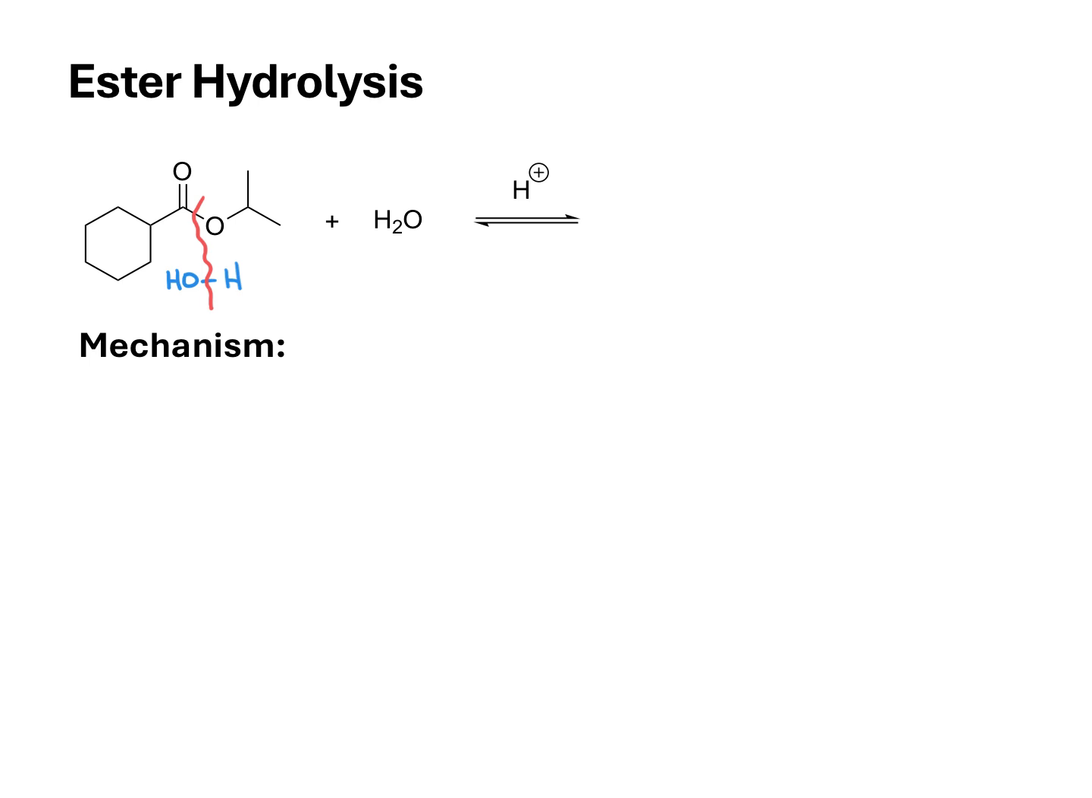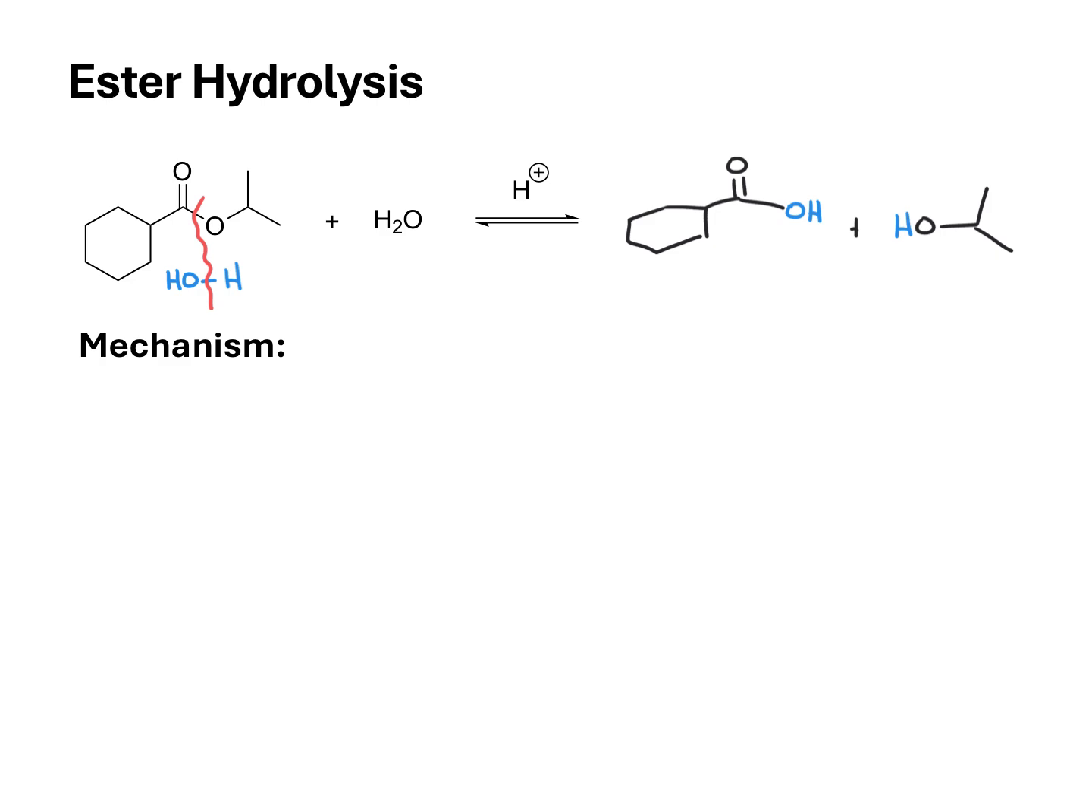So the products of this will have the carboxylic acid, and the alcohol. And you can see that the molecule in the ester gets broken apart, and we have the water broken apart, and the H and OH end up on the two components.